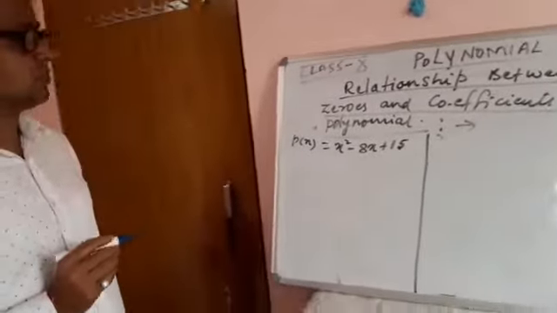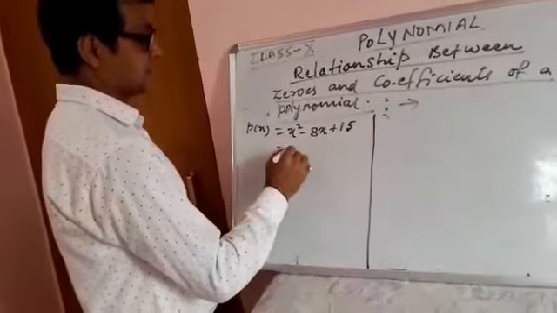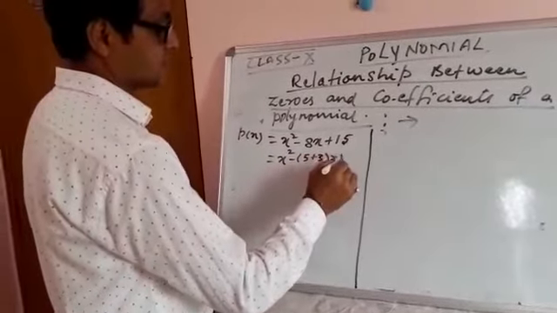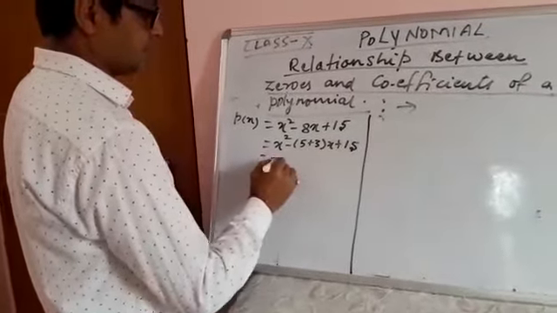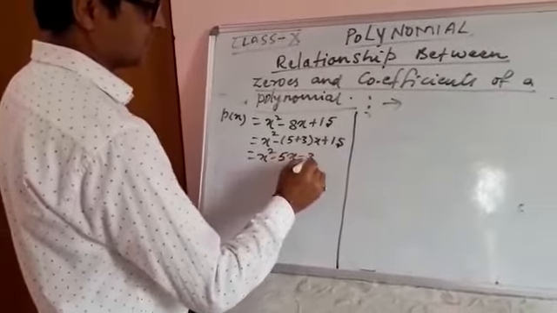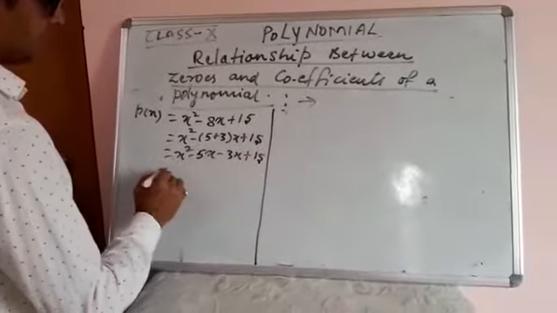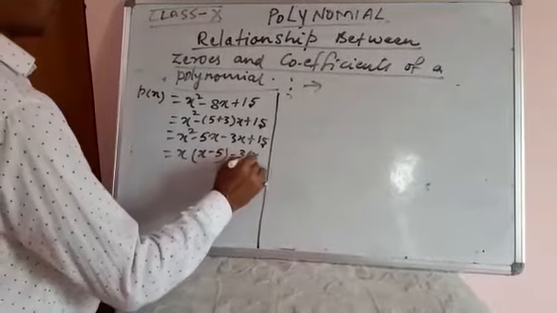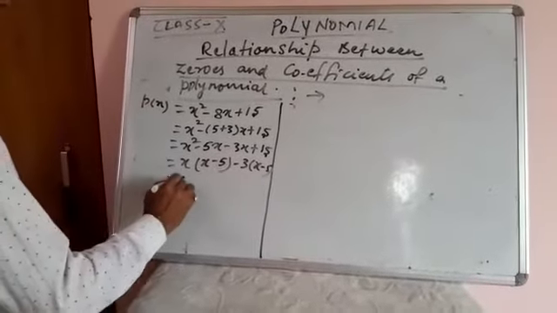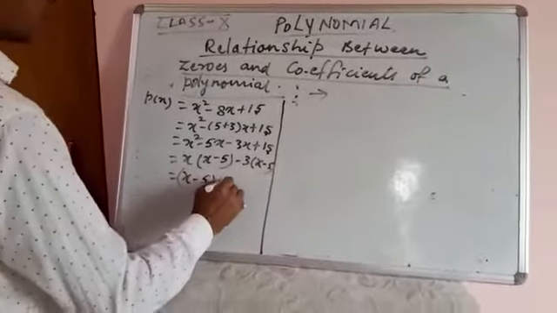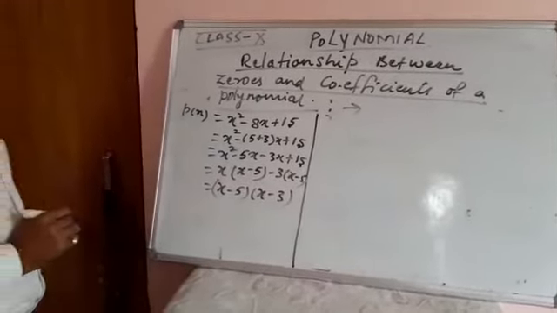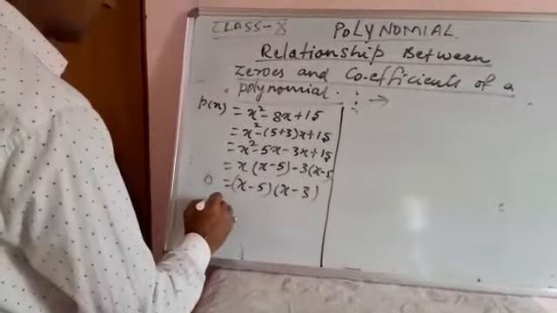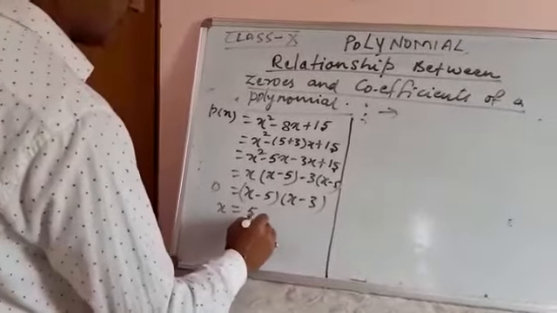हम इसका zeros of the polynomial निकालना चाहते हैं तो क्या करेंगे, इसको फैक्टराइज करेंगे. मिड टर्म स्प्लिट आपने किया है, x square minus 5x minus 3x plus 15. x कॉमन निकाल लेंगे, यहाँ पे हो जाएगा x minus 5 minus 3 (x minus 5). So x minus 5 in one bracket and x minus 3 is in another bracket. If we want to find out the zeros of the polynomial, so we'll put here the 0 as it was given in the definition also. So this is x equals 5 and 3.